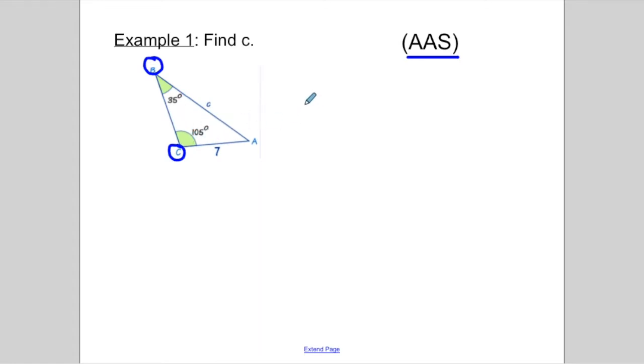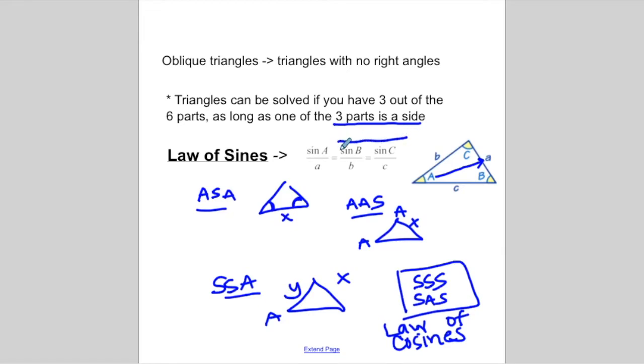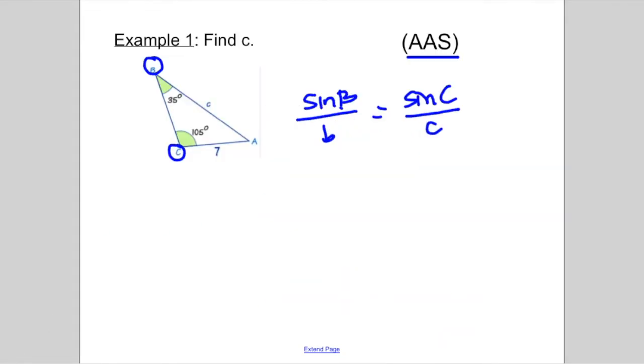So what I'm going to do is I know sine of angle, we have angle B here, over little side b is equal to, and I have angle C, sine of C over side c. Okay, so sine of the angle over the side. So this is how we can set it up. I am just taking this piece for my law of sines in order to solve.